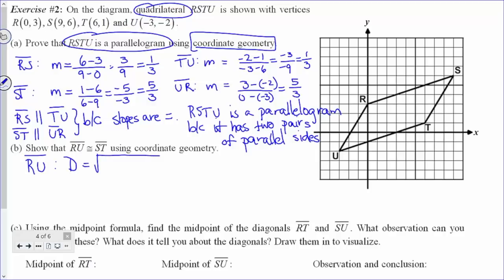It's a little bit tricky because they're a little bit far apart, but we've got (-3 minus 0) squared plus (-2 minus 3) squared. All right, -3 minus 0 is obviously just -3. All right, -2 minus 3 is -5. When I square them, I get 9 plus 25, and I get the square root of 34.